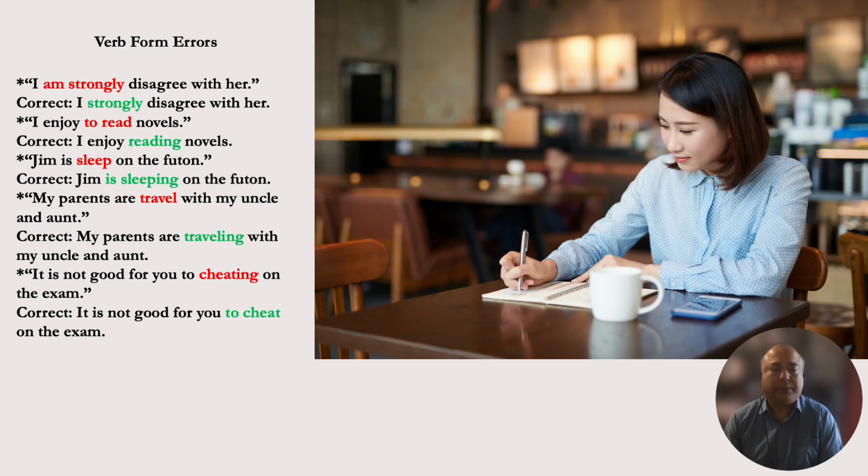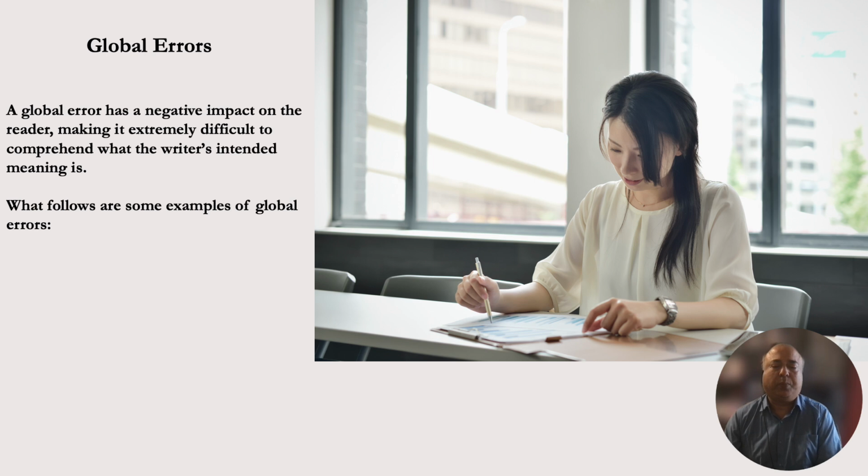Okay, verbs, verb tenses. "I am strongly disagree with her." "I am strongly disagree." That's a verb error, right? Because the to be verb "am" shouldn't be there. It's just "I strongly disagree with her." A verb such as enjoy is followed by a gerund, reading. Not "I enjoy to read novels." "I enjoy reading novels." Okay? Okay. So I think we have covered local errors in English.